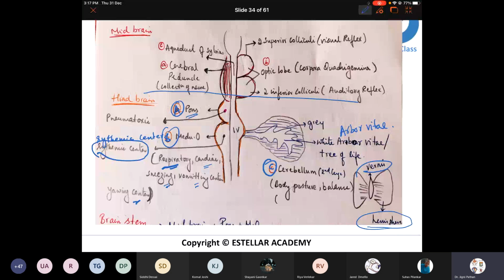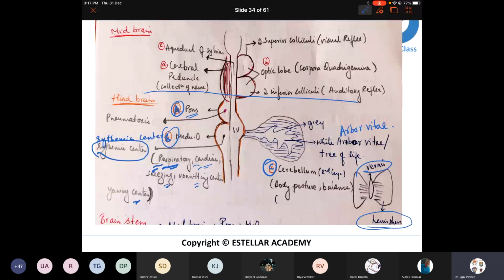Is this point clear? Whenever they say do not fall on the head, it is because if the medulla oblongata gets damaged, the person dies, because respiration, cardiac, all the centers are present in the medulla oblongata region. So whenever there's a fall, we need to protect our medulla oblongata region.